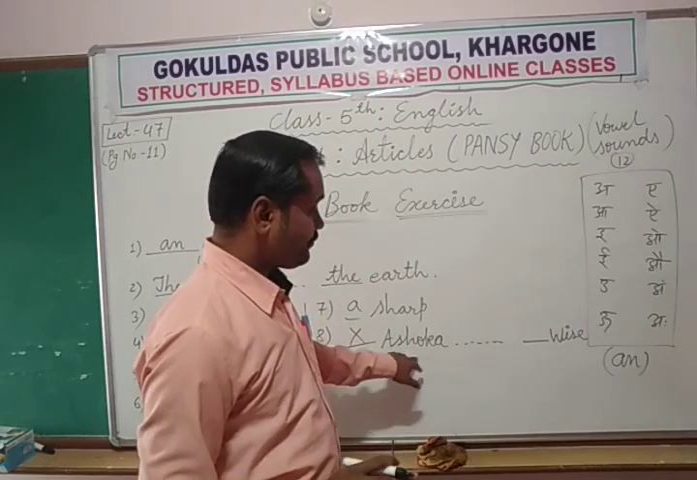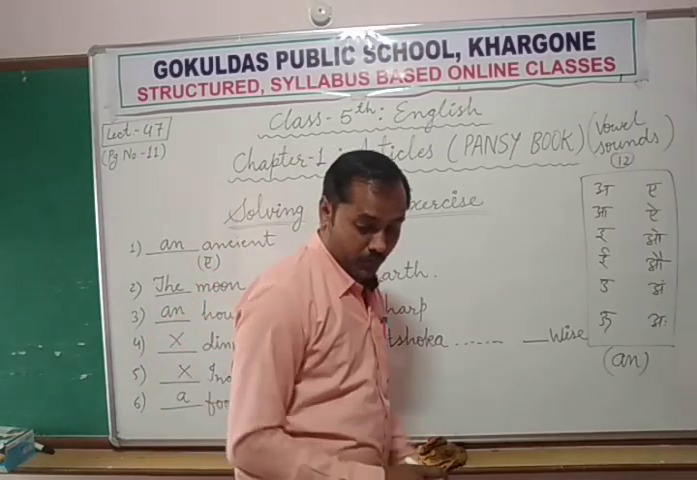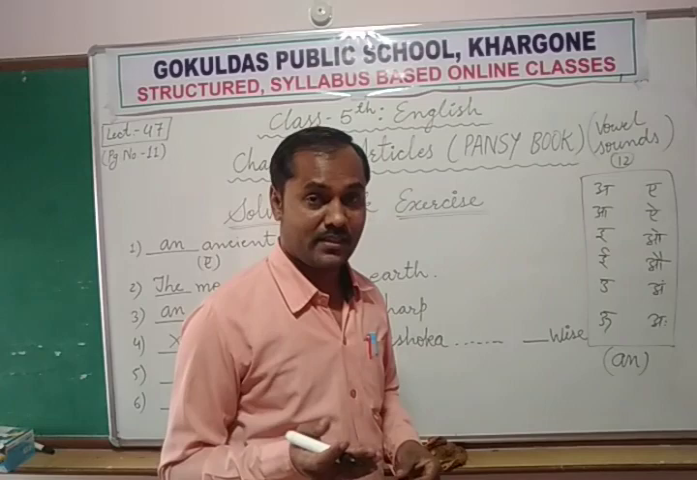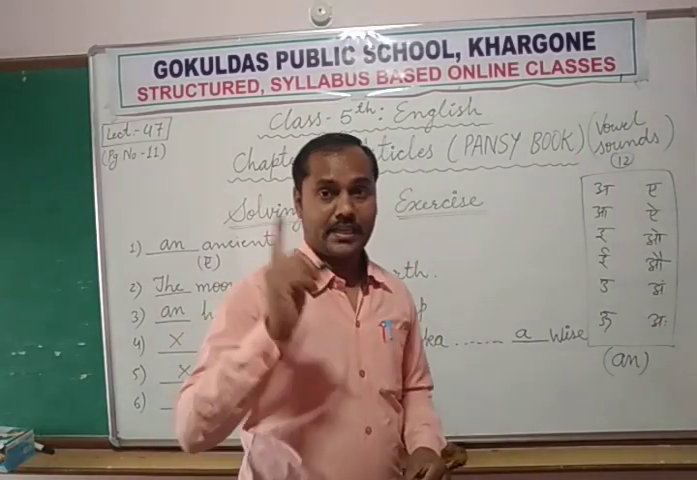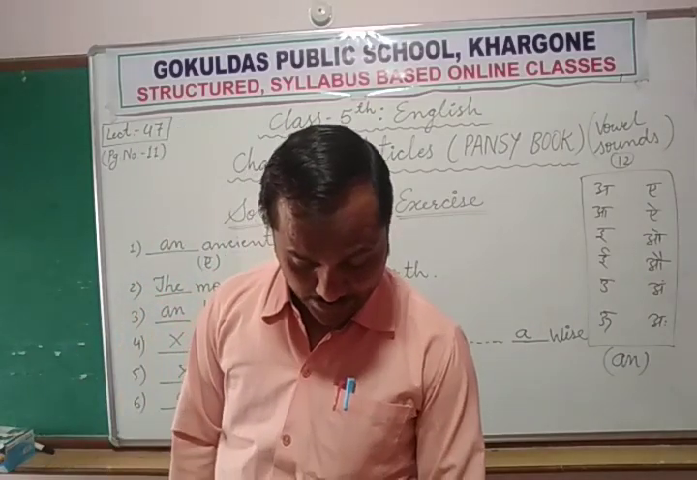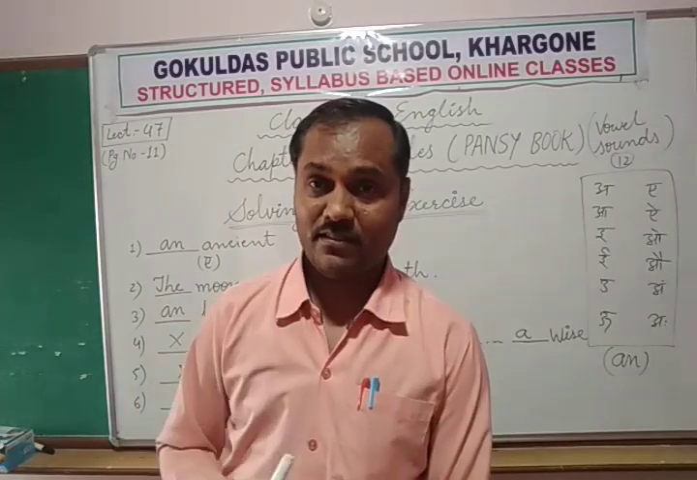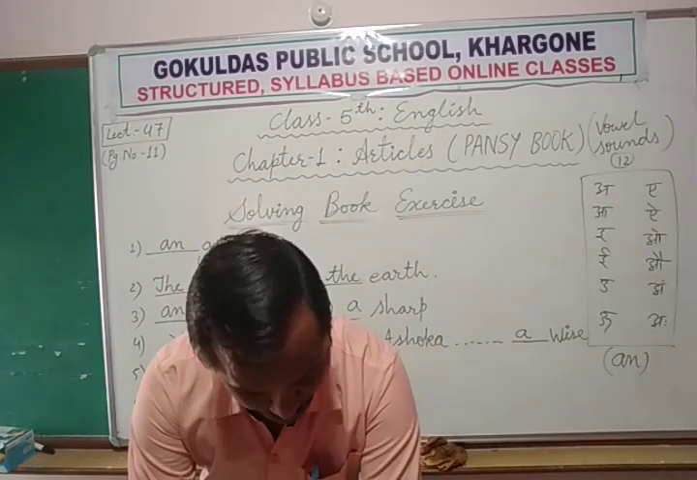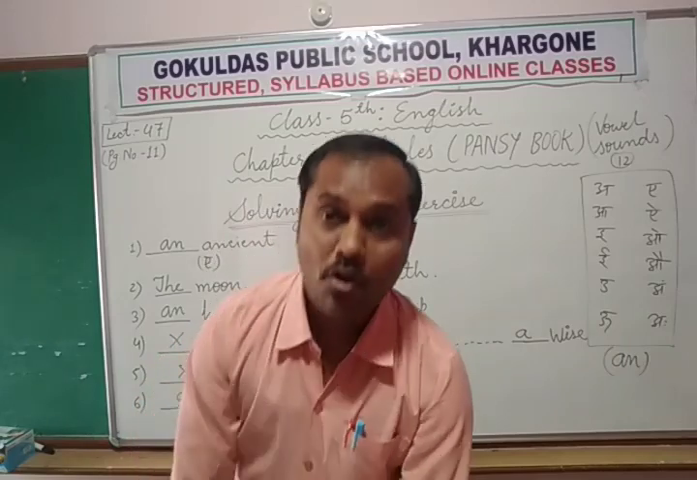So Ashoka was, now, a wise king or the wise king or an wise king. A means one wise king. Wise means intelligent, clever. He was a wise king, because wise starts with the sound w. Okay, so wise is a consonant sound. Now number nine: Manish is honest boy.